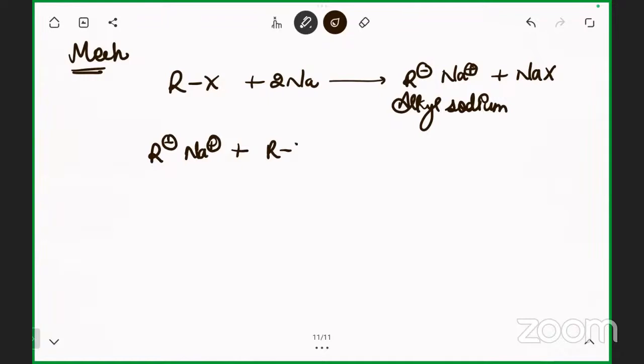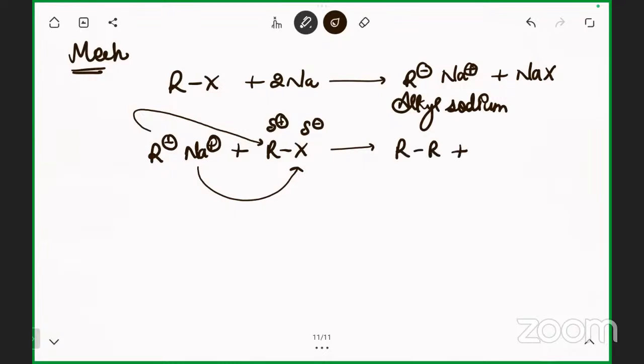Now this alkyl sodium will react with another molecule of RX. Since X is highly electronegative, halogens carry a partial negative character and R carries the partial positive character. So the R negative portion will go to the R positive portion, and Na will take the X. So it will form R-R plus NaX. Clear? Yes, sir.